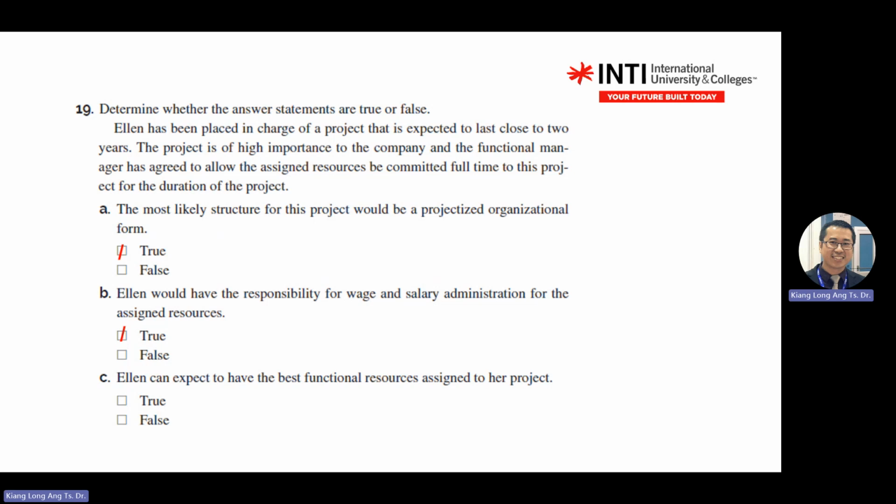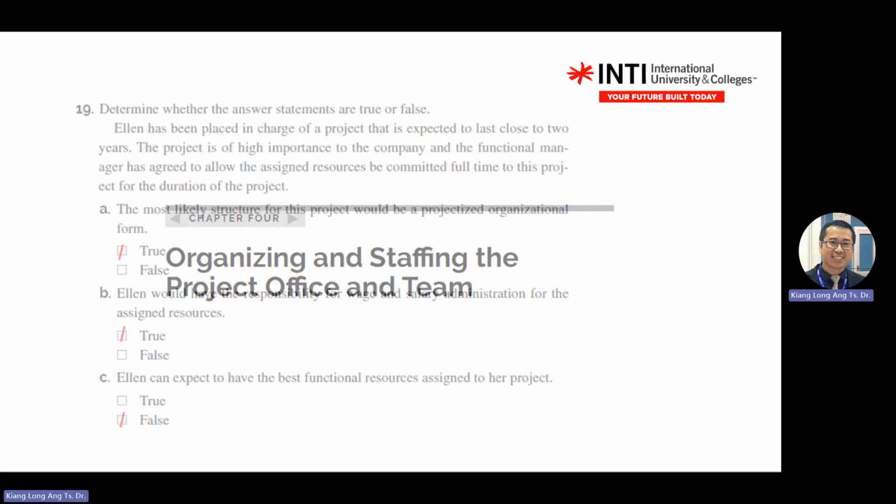The functional unit already agreed to assign resources committed full-time some more. Okay, sorry, expect to have the best functional resources. It should be true. This one, the wrong answer. Should be true. To me, it's true. But this is the textbook answer.